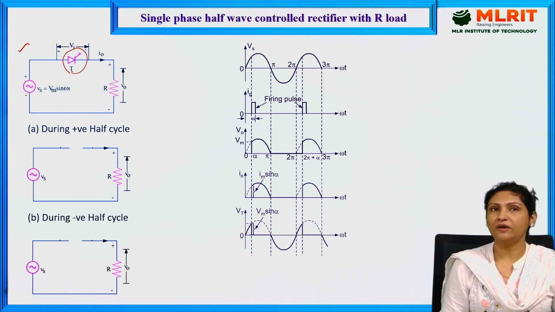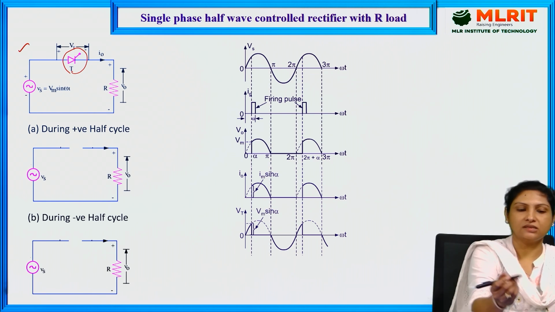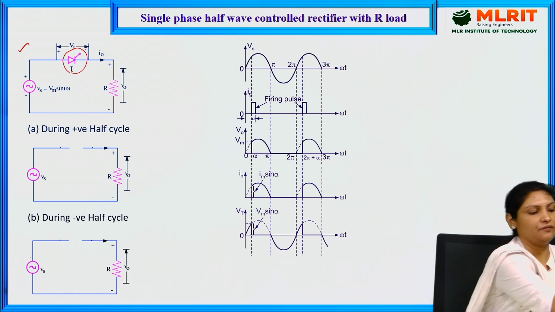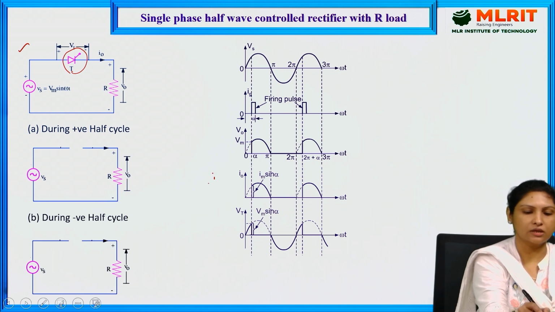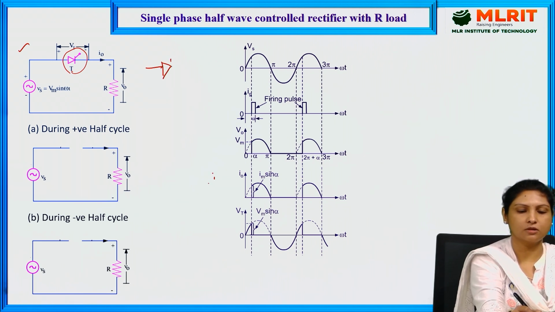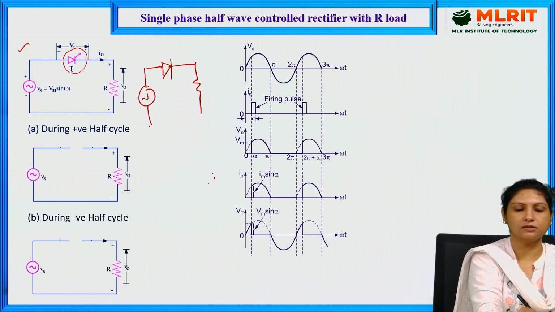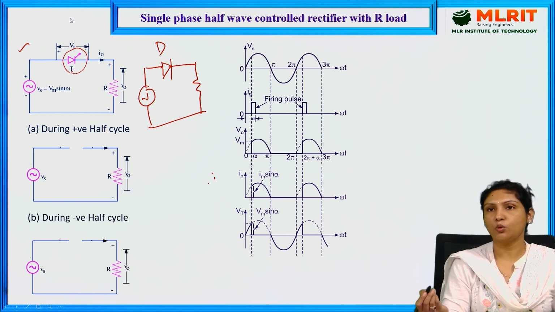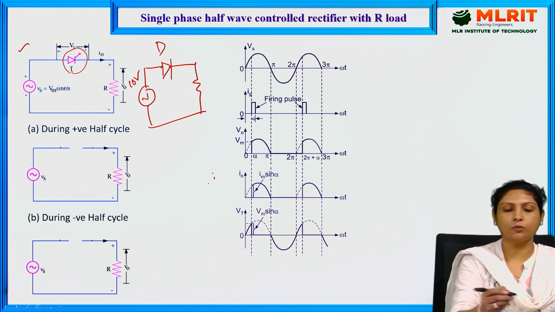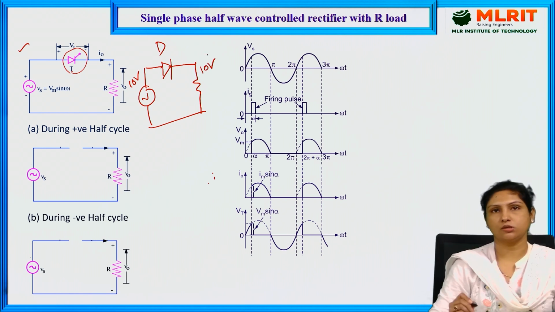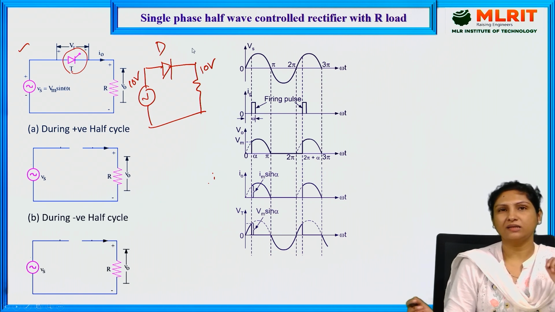If we make use of a diode, let me draw the circuit diagram. The circuit diagram looks like this: this is the diode, AC voltage, and this is the load. Say, for example, I am providing an input voltage of 10 volts. In that case, the output voltage will also be 10 volts, excluding a certain amount of drop, which is usually negligible.